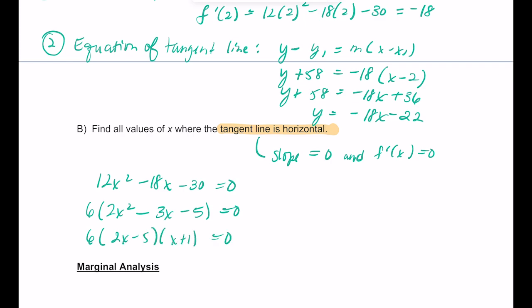And then I'm going to use the zero product property. I'm going to set each of those factors equal to 0. So I would get 2x minus 5 equals 0, so I know x is 5 halves. And x plus 1 equals 0, so x equals negative 1. So that tells me the tangent line is horizontal when x equals 5 halves and x equals negative 1. At those 2 points, the tangent line would be horizontal.